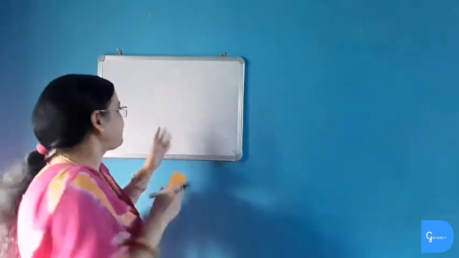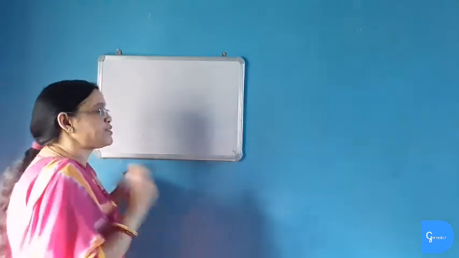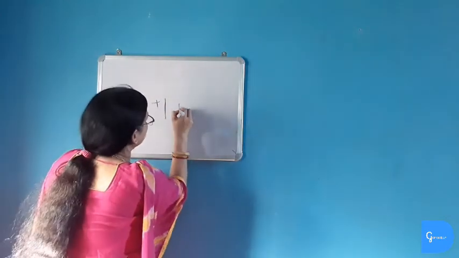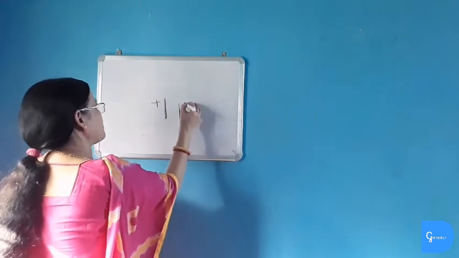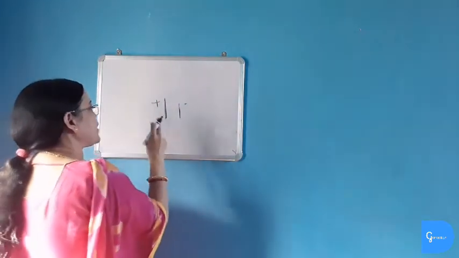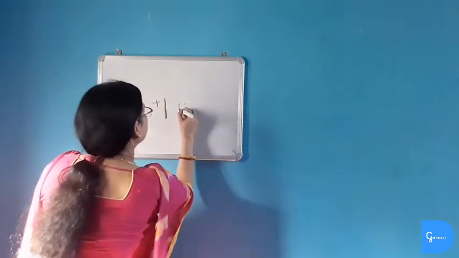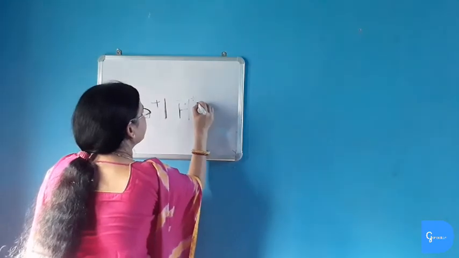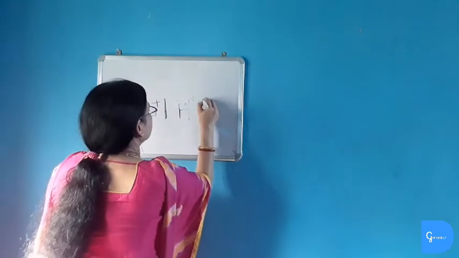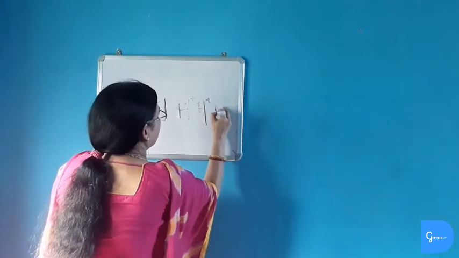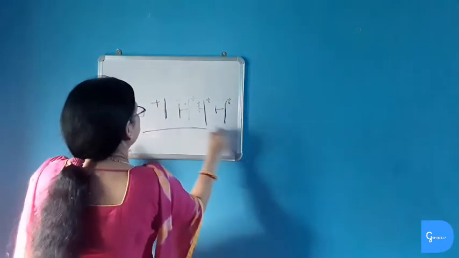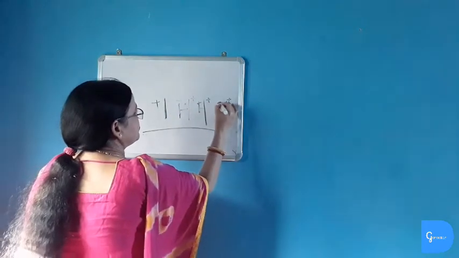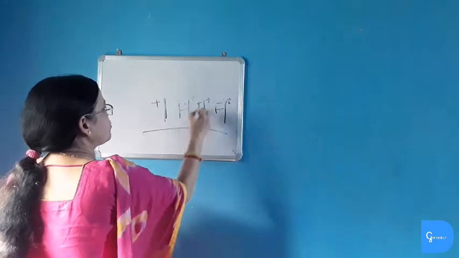What is a battery? A battery is a collection of cells connected in series. This is a cell having positive terminal and negative terminal. The negative terminal is denoted by a small line and the positive terminal by a bigger line. Now a battery contains two or more cells together. So we connect here again positive. This is the negative terminal, this is the positive, and again negative, then positive, again negative, then positive. This is a battery consisting of 3 cells. All small lines are negative terminals and larger lines are positive terminals.